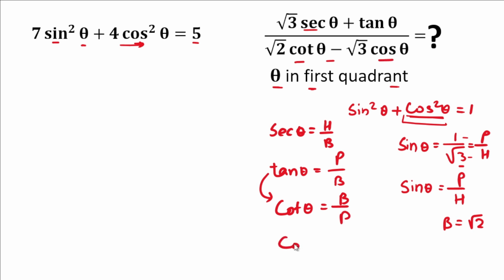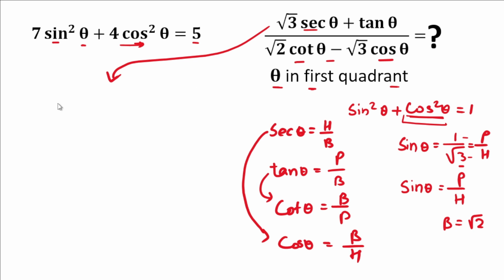So here cos theta, and cos theta is opposite of sec theta. So it will be base divided by hypotenuse. Now in the final part, we'll put the value of all the terms here. That is square root 3 and sec theta. Sec theta is hypotenuse divided by base. So here hypotenuse is square root 3, so it is multiplied by square root 3 divided by base.